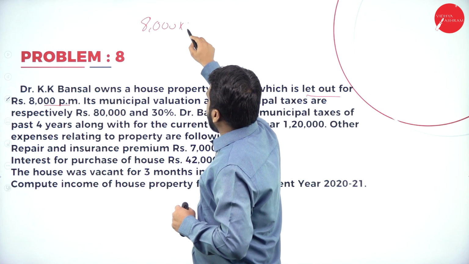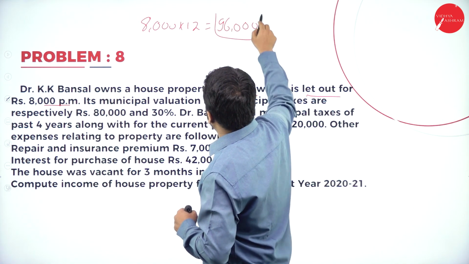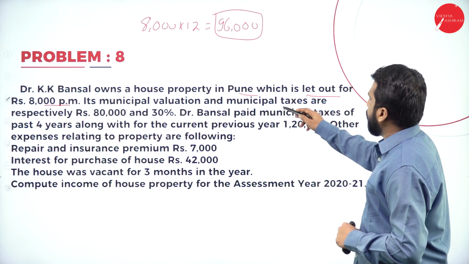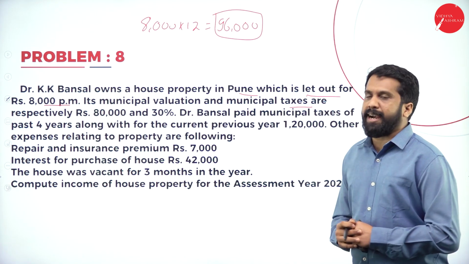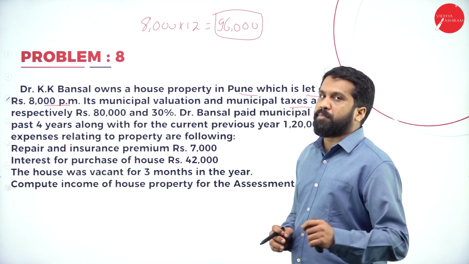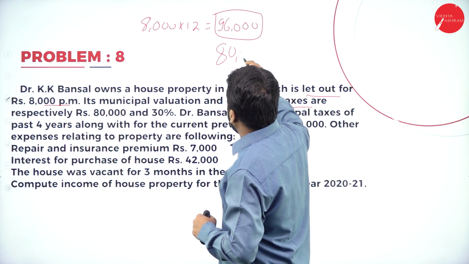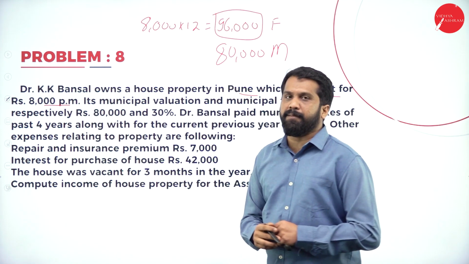8,000 multiplied with 12, you will get around 96,000. Then its municipal valuation and municipal taxes are respectively 80,000 and 30%. Now, what is your municipal valuation? Your municipal valuation is 80,000. This is your fair value. This is your municipal value.